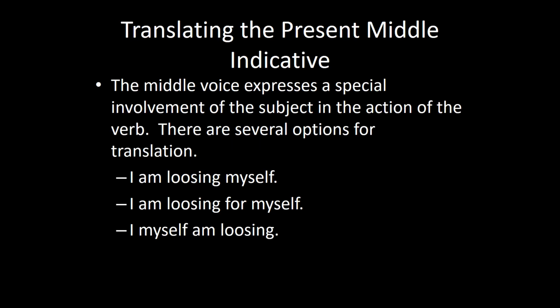So how would you translate it? Well, once again, the middle expresses special involvement of the subject in the action of the verb. So here are 3 basic options. I am loosing myself. I am loosing for myself. I myself am loosing. And how are you going to know which one to choose? Context.